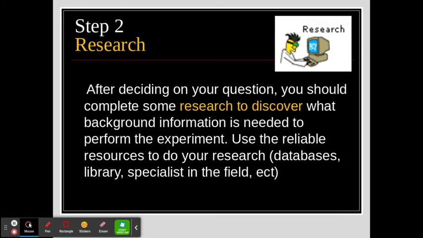So, of course, speaking of step 2, you need to research. After deciding on your question, you should complete some research to discover what background information is needed to perform the experiment. Use reliable resources to do your research. So databases, you're going to visit the library, you're going to talk to a specialist in the field. They're all great ways to get your research so that you have a better understanding of whatever the topic may be.